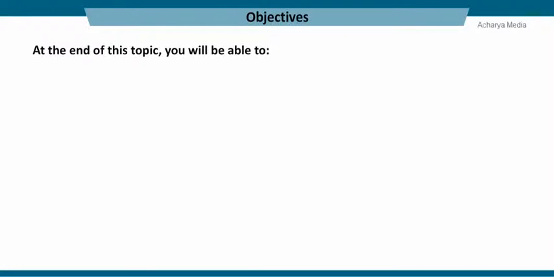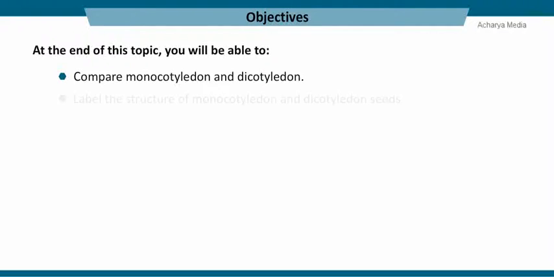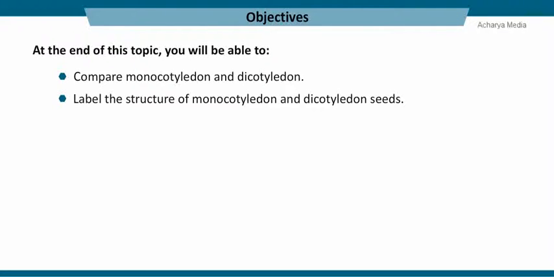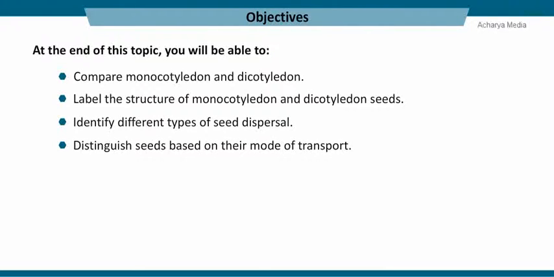At the end of this topic, you will be able to compare monocotyledon and dicotyledon, label the structure of monocotyledon and dicotyledon seeds, identify different types of seed dispersal, and distinguish seeds based on their mode of transport.